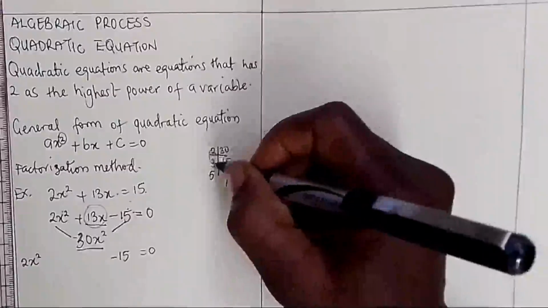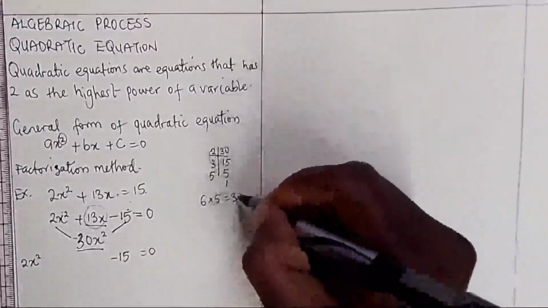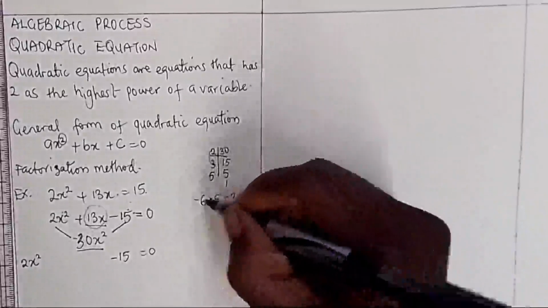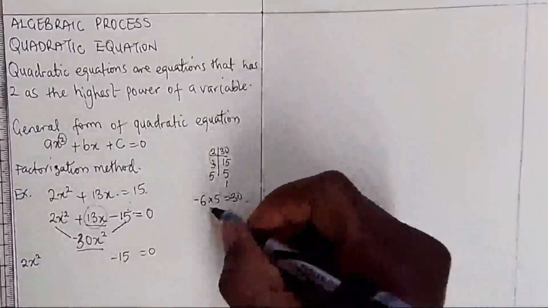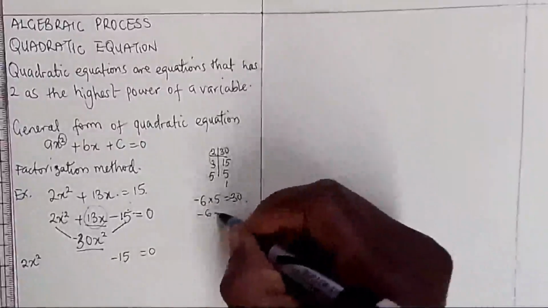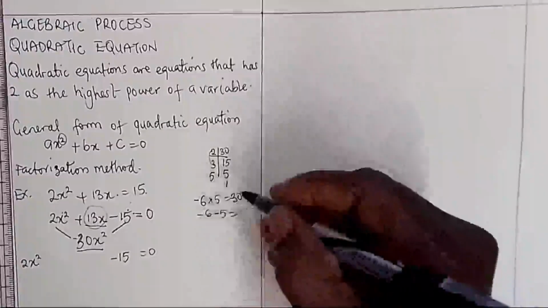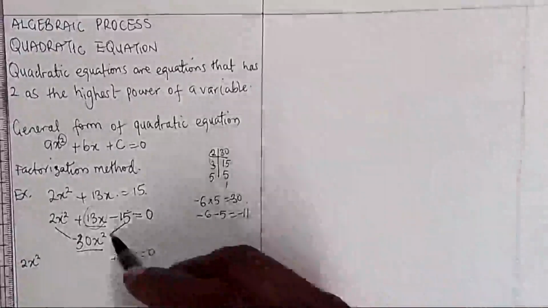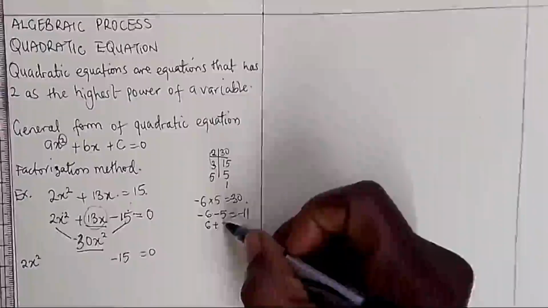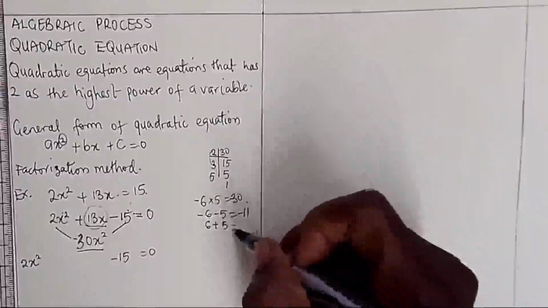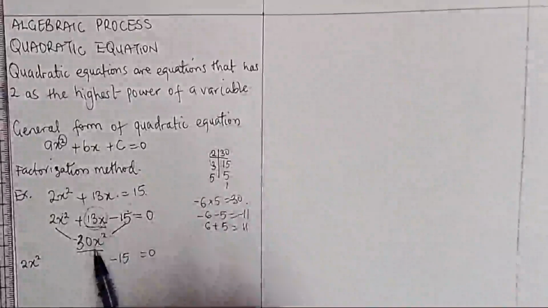So let me multiply 2 times 3, it gives me 6, times 5 gives me 30. This is the product. So if I put negative here, this is minus 30. Now if I try to do the sum, minus 6 minus 5 gives me minus 11. We can see it did not give us 13. And if we try it with both numbers positive, 6 plus 5, it will give us 11.